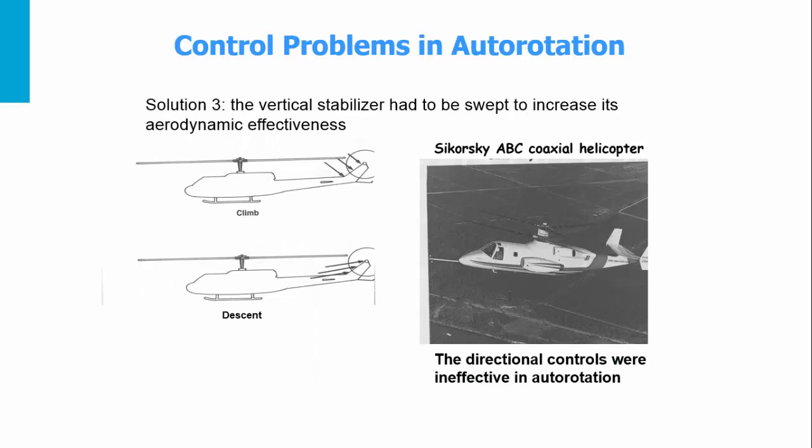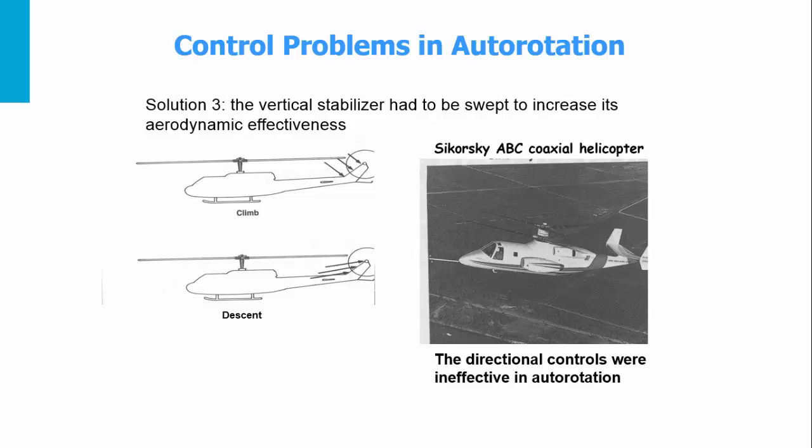The Sikorsky ABC, the coaxial Advancing Blade Concept helicopter, also had directional control problems. Here, the directional controls were ineffective in autorotation. The solution put there was that the vertical stabilizer was swept back to increase its aerodynamic effectiveness.